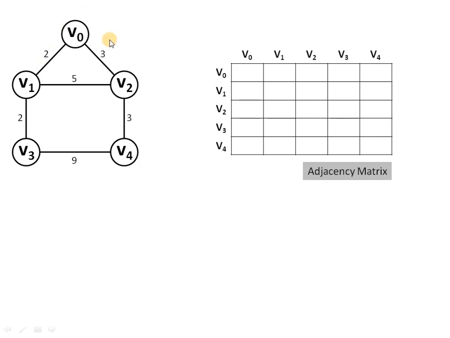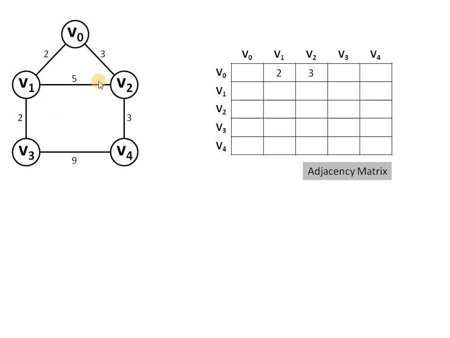Now here we have an undirected graph, but it is weighted. Since it is weighted, we have to put weight values in the adjacency matrix instead of 1. The rest of the process remains the same. So V0 again is adjacent to V1 and V2 with the corresponding weight values 2 and 3. So in the column corresponding to V1, we have to put 2, and in the column corresponding to vertex V2, we have to put 3 for the row corresponding to vertex V0. So we will have 2 and 3.